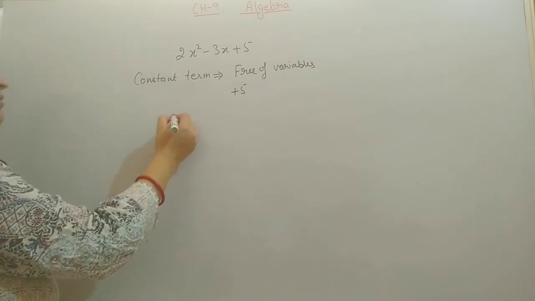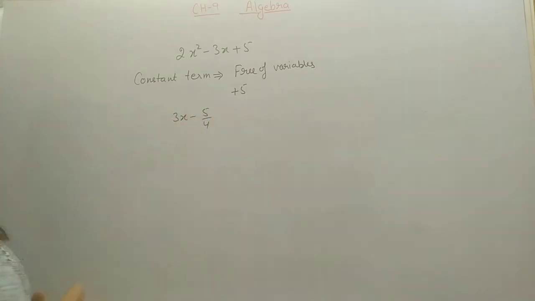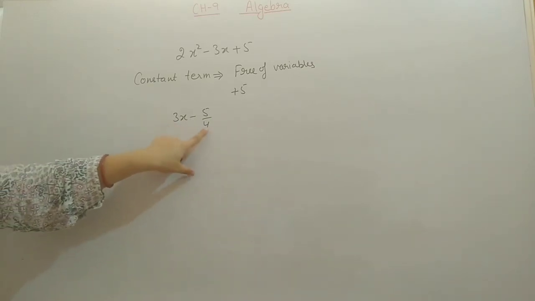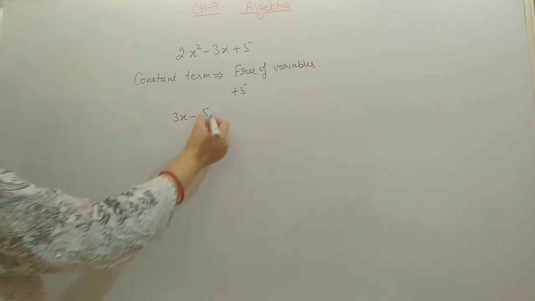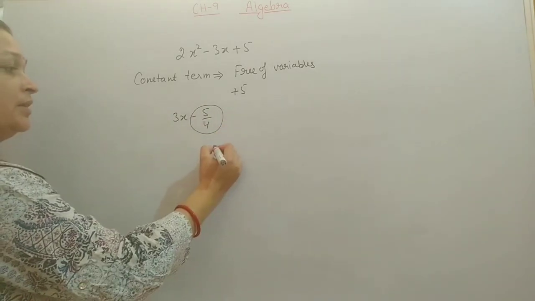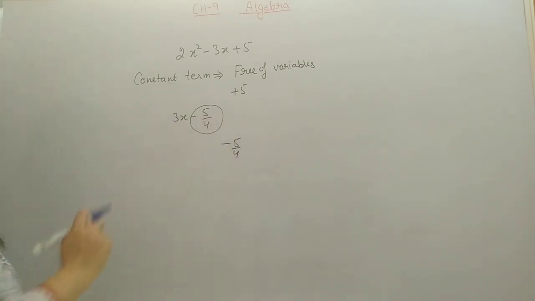One more example, if we take 3x minus 5 by 4. In this, two terms are there. One is this, another one is this. So this second one is the constant term. So in this case, constant term will be minus 5 by 4. First term is having x, so that will not be a constant term.